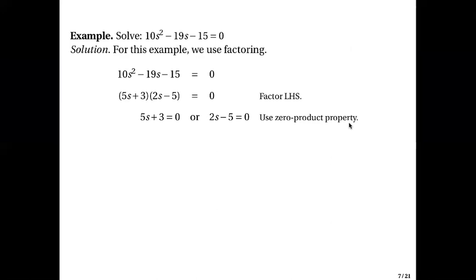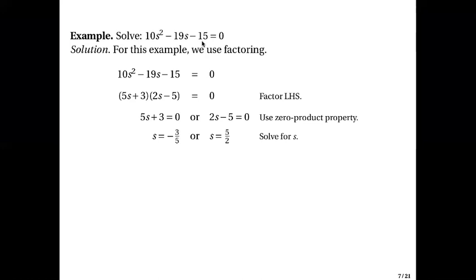And then finally, we solve for s. So you put 3 on the right hand side, that's minus 3. You divide everything by 5, you will have negative 3 over 5. In here, you put 5 on the other side, that's plus 5. Divide everything by 2 so that your s equals 5 over 2. So these are the two solutions for this equation. Okay?